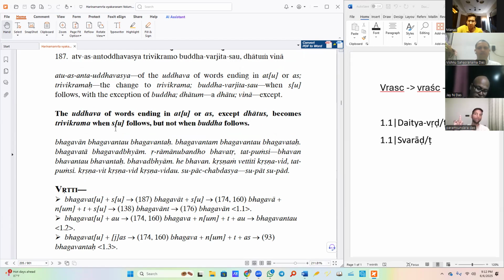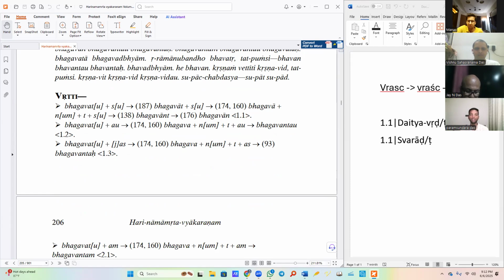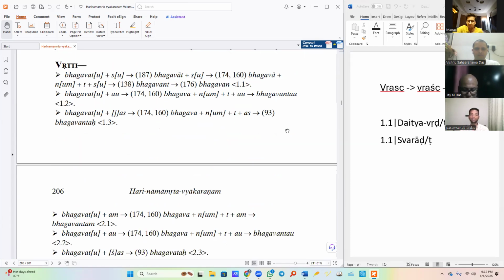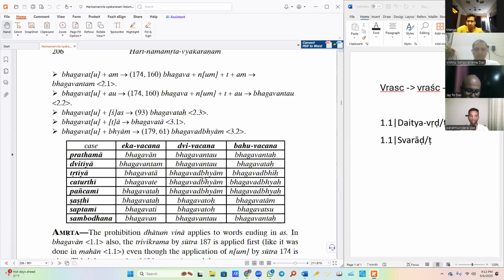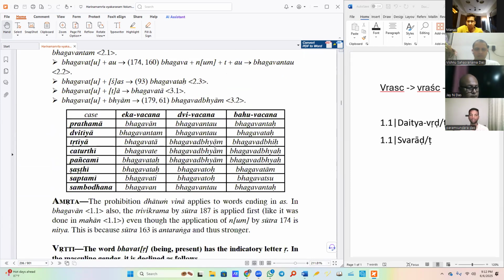And then Bhagavanto, because this sutra only says it becomes Trivikrama when Su follows. Earlier for Mahatu, it was for Pandavas. When Pandavas are falling, then it becomes Trivikrama. But in case of Bhagavatu, it's only becoming Trivikrama when Su is falling. So we just get Bhagavan and then Bhagavantau, Bhagavantah, Bhagavantam, Bhagavantau, and then Bhagavatah, Bhagavata, Bhagavathyam ityadi. Nothing new. Simple.